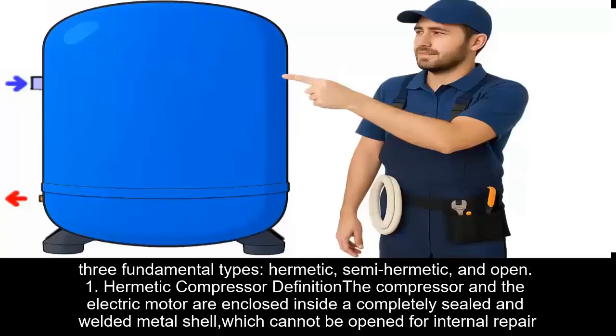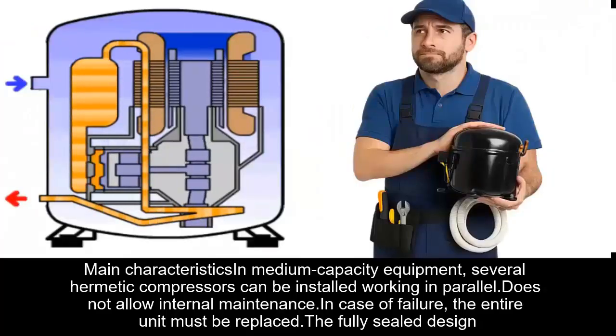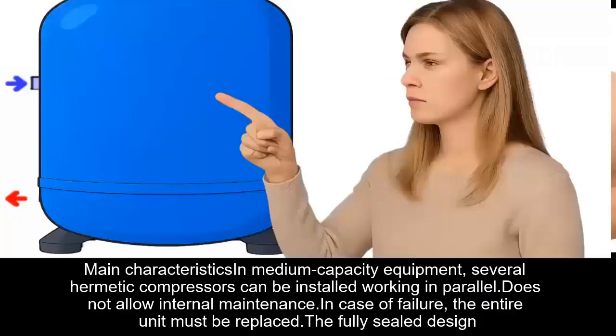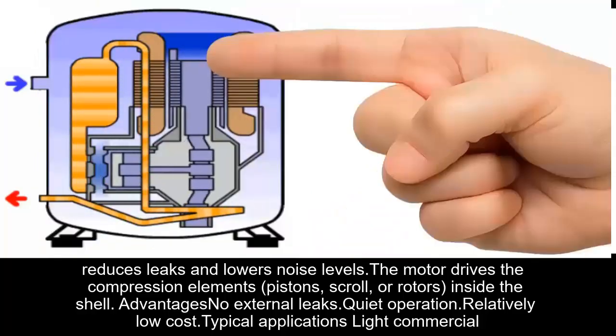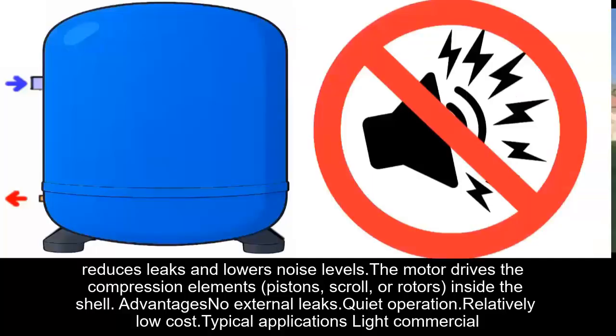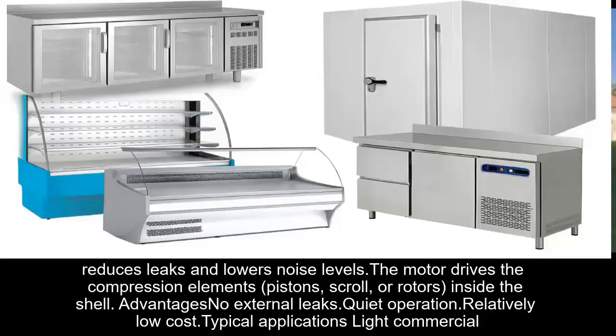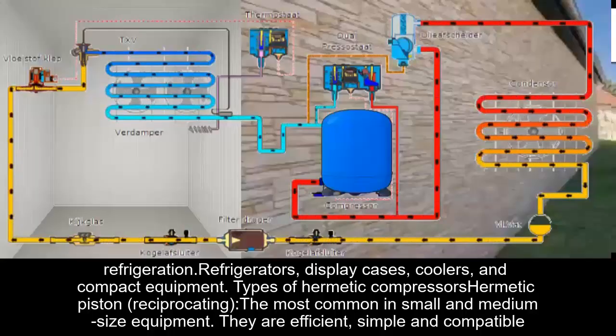Main characteristics: in medium-capacity equipment, several hermetic compressors can be installed working in parallel. Does not allow internal maintenance. In case of failure, the entire unit must be replaced. The fully sealed design reduces leaks and lowers noise levels. The motor drives the compression elements, pistons, scroll, or rotors inside the shell. Advantages: no external leaks, quiet operation, relatively low cost. Typical applications: light commercial refrigeration, refrigerators, display cases, coolers, and compact equipment.